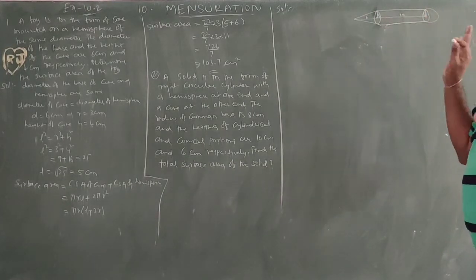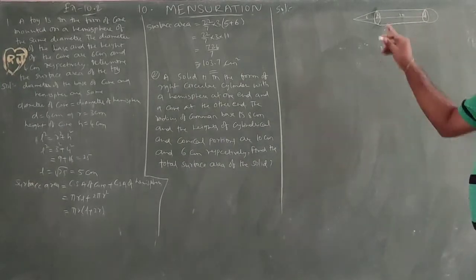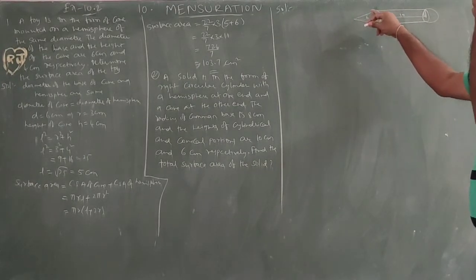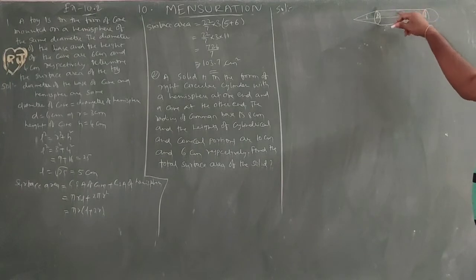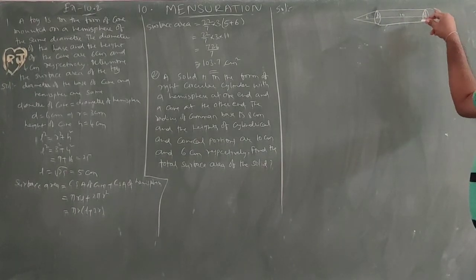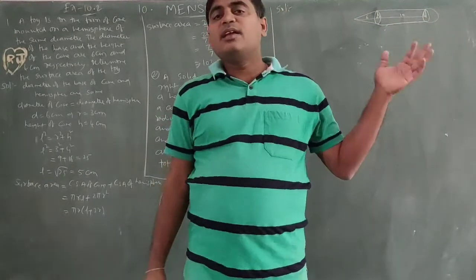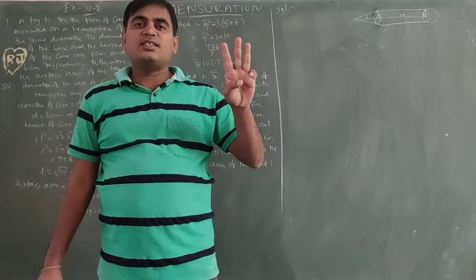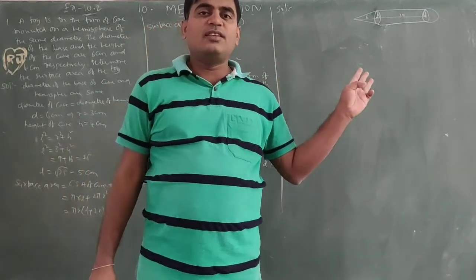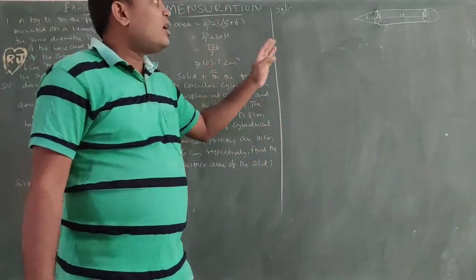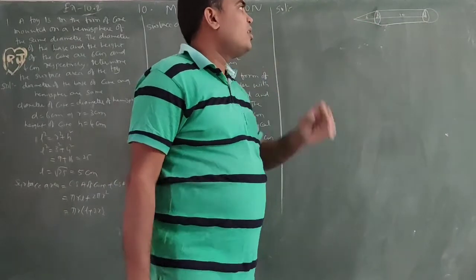So how many faces are we observing? This is the curved surface of the cone. This is the curved lateral face of the cylinder. This is the curved face of the hemisphere. If we add these 3 faces, it is enough. The sum of these 3 faces is the surface area of the solid.